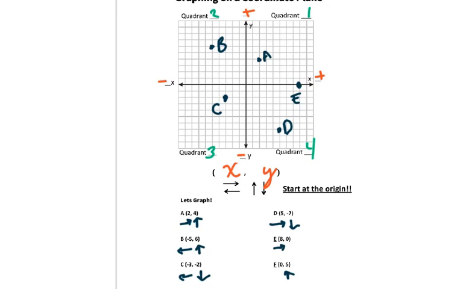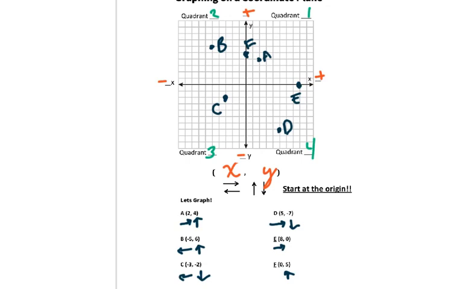What that means is that we don't move left or right because it says 0 for the left or right number, but we do go up 5. So from the middle, 1, 2, 3, 4, 5. And that is letter F. Very easy.